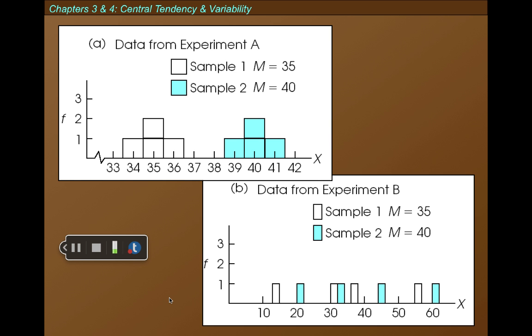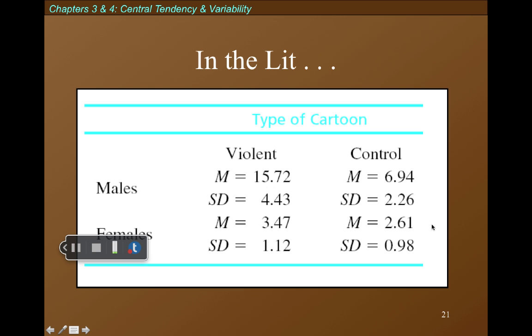And when we get into inferential statistics, that's going to become very important, because when we do a t-test or a z-test, or many of the analyses we'll be doing, we'll see that low standard deviations always help us. They are always a good thing.